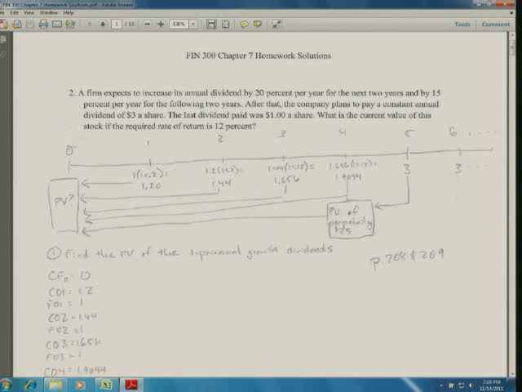So they started at $1. That'd be here at time 0, but we're not too concerned with that because it would have already been received. At the end of year 1, what we've got to do is take that $1 and grow it by 20%.